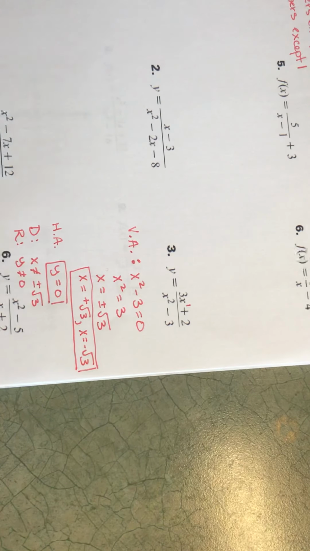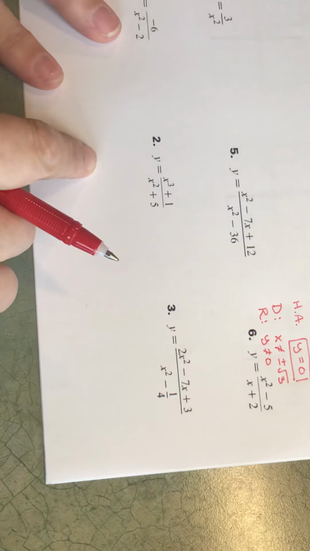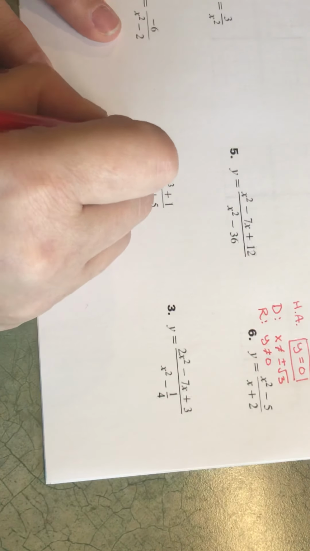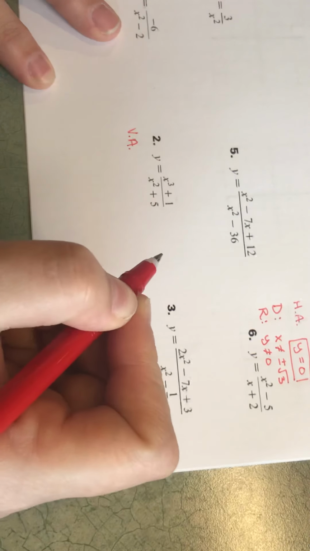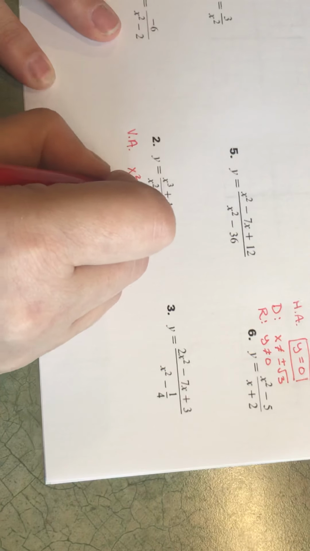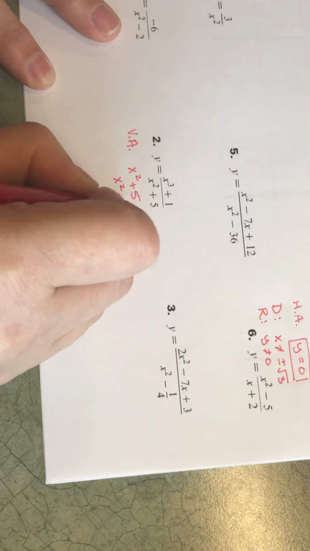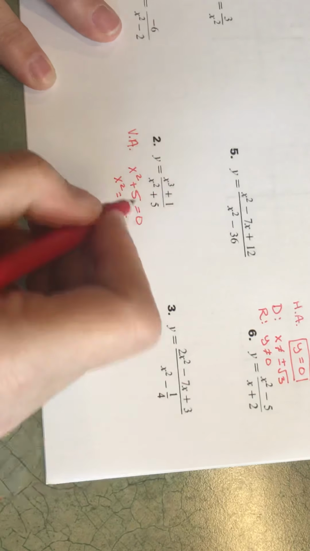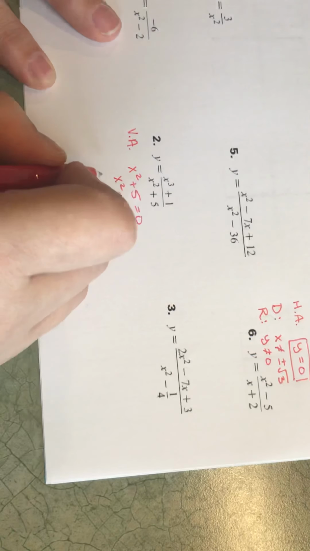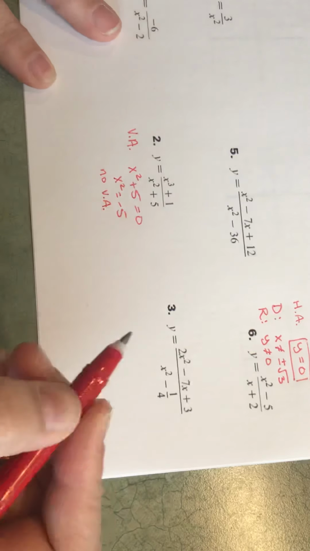Alright, and then last example, let's go down to this one. So we have our vertical asymptote at x squared plus 5 equals 0. So x squared equals negative 5. That's imaginary, right? Because it's going to be taking the even root of a negative. So there's no vertical asymptote.